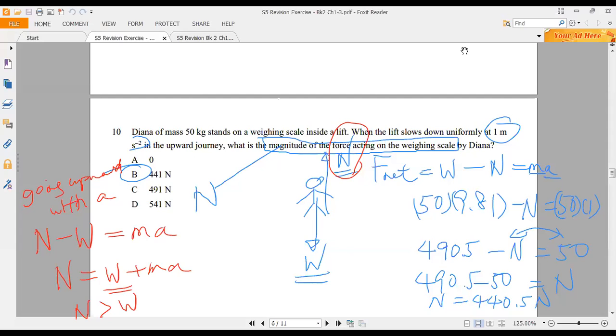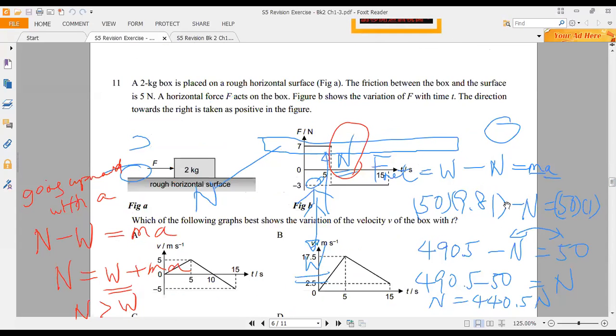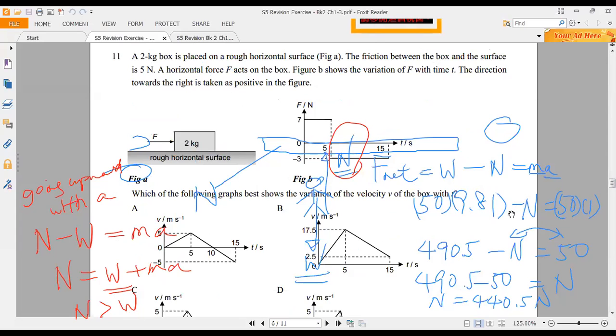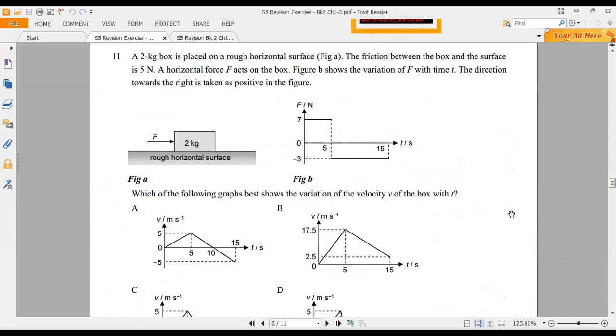Okay, let's go on to the next question. Number 11. Okay, let me erase the board first. Now there is a force acting on the block on a rough surface. For the first 5 seconds, the force is equal to 7 Newton forward, 7 Newton forward, right? And after that, there is a force backward, negative 3.